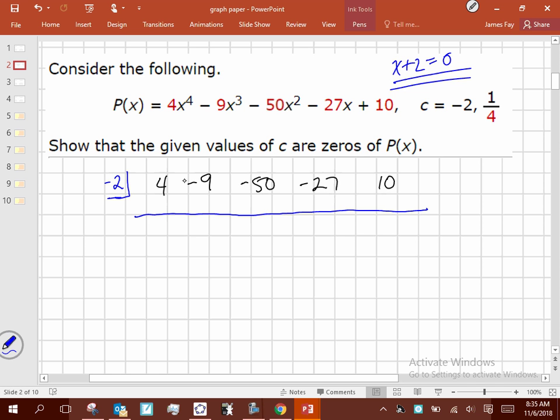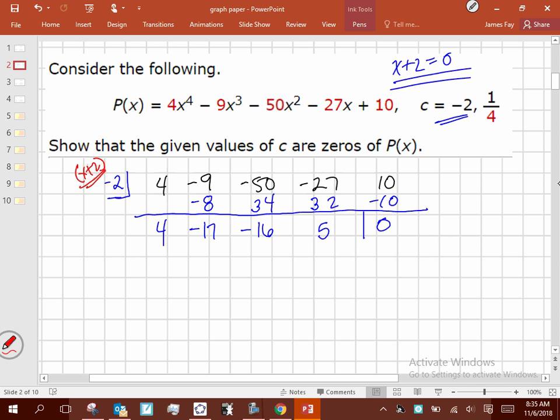Okay, so bring down my 4, multiply gives me -8, add straight down gives me -17, multiply by -2 gives me 34 here, add straight down gives me -16, multiply gives me 32, add straight down gives me 5, and now multiply gives me -10, which would be 0, right? That tells me that -2 is indeed a 0. So x plus 2, I'll just write it up here, x plus 2 is a factor, right?